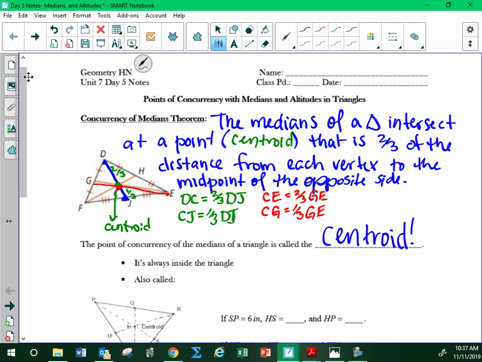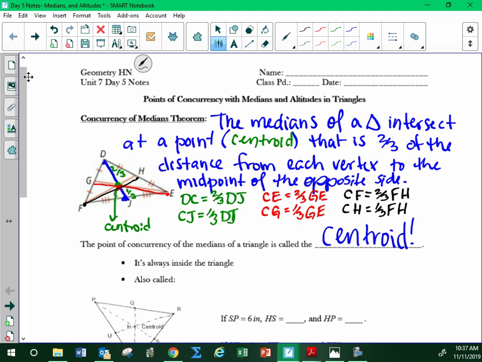Then we'll do our last one here. Again, from centroid to vertex, C to F, that's 2/3 of the whole length, FH. And from centroid to side, CH, that's my 1/3 chunk. And again, when I'm saying 2/3, 1/3, I'm saying 2/3 of the whole median, or 1/3.